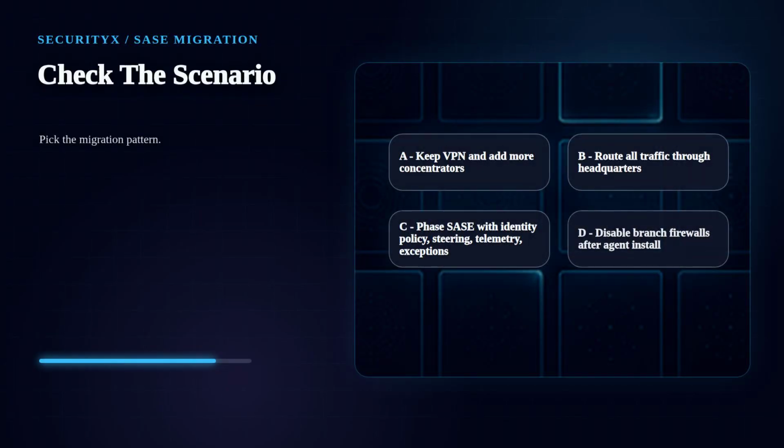A company has headquarters, 20 branches, and a large remote workforce. Users complain about VPN latency, SaaS shadow IT is growing, and private applications still need tight access. Which migration approach best balances security, user experience, and operational risk?